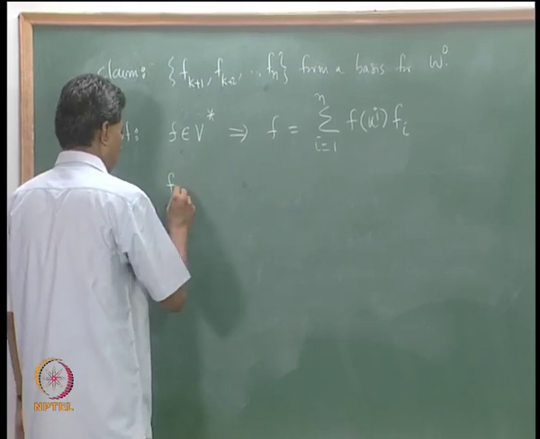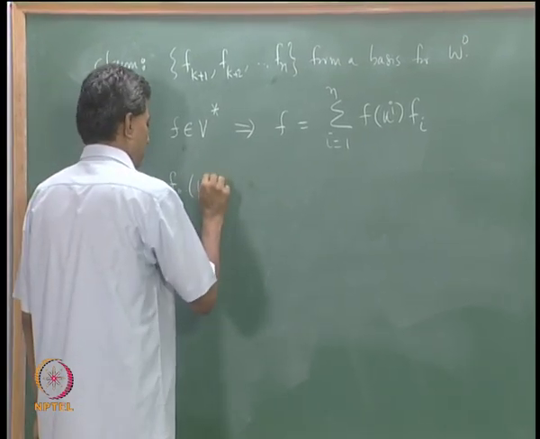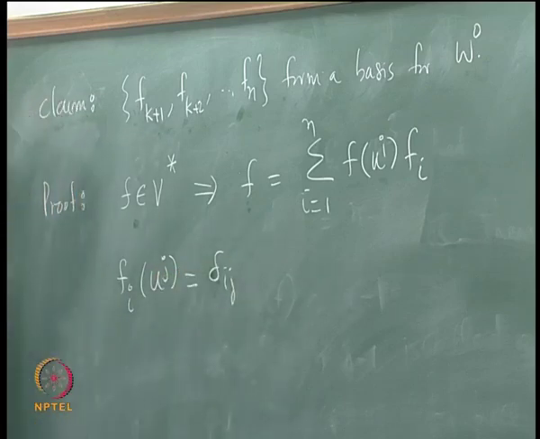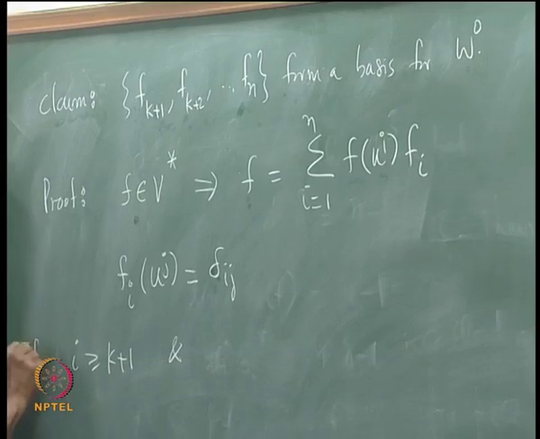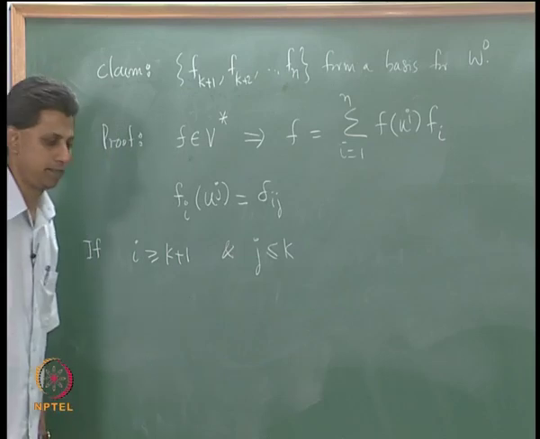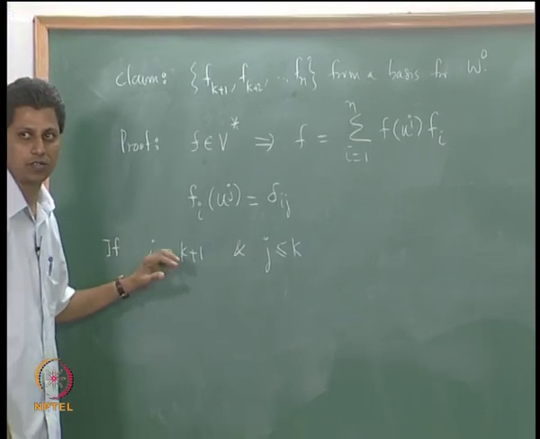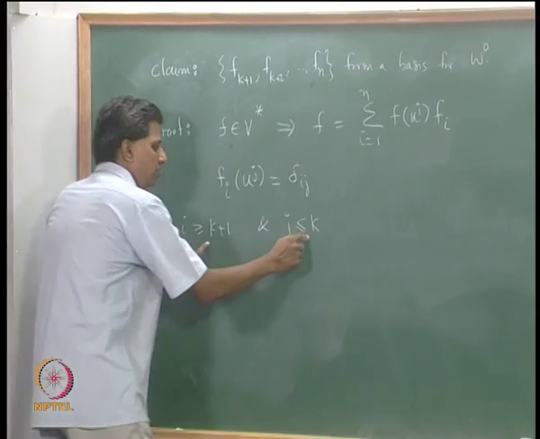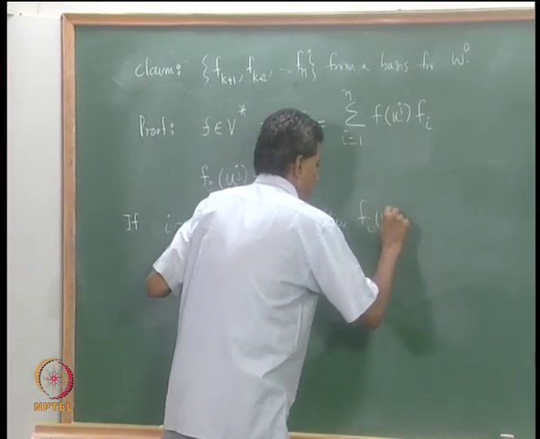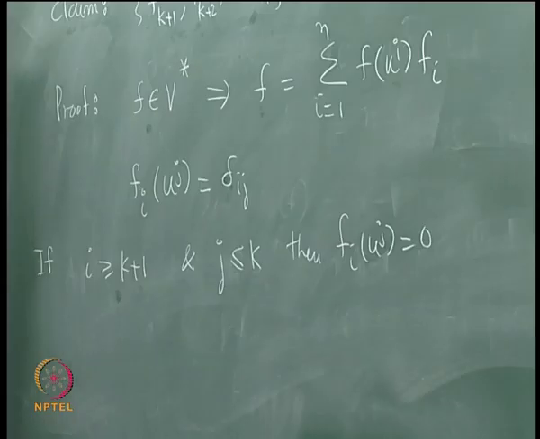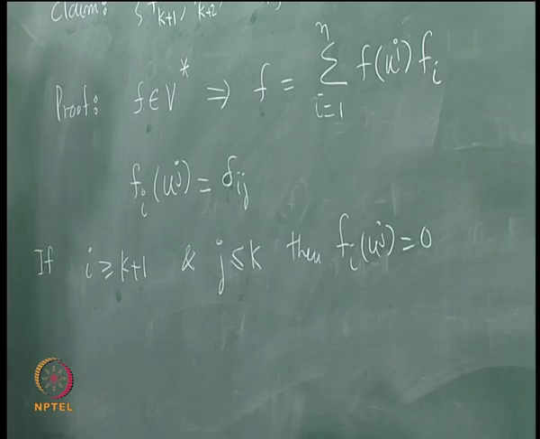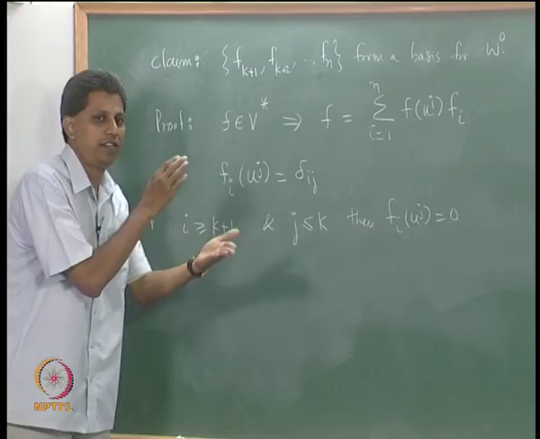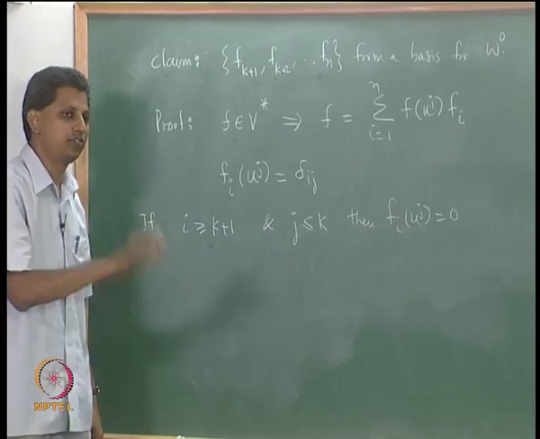But look at this. What we know is the dual basis satisfies this condition: fi of uj equals delta ij. So I am looking at functionals from k plus 1 to n. If i is greater than or equal to k plus 1 and j is less than or equal to k, there is no way these two can become equal. So you will get the value 0. So fi of uj is 0 for all the i and j that satisfy these conditions. Is that clear? In other words, fk plus 1 of u1, fk plus 1 of u2 etc, fk plus 1 of uk, they are all 0.